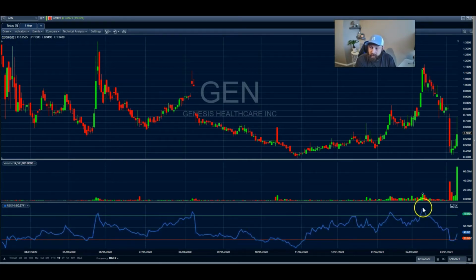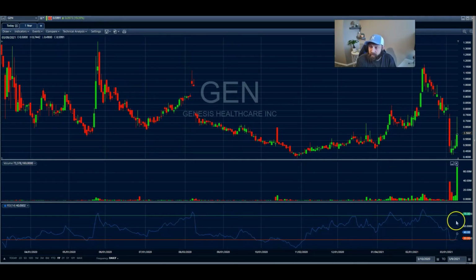So, and actually if you want to look at it right here, we were pretty far overbought. We were at 80 right here, and we had this giant pullback, and it actually dropped us down into oversold territory. So this chart setup was an oversold bounce.